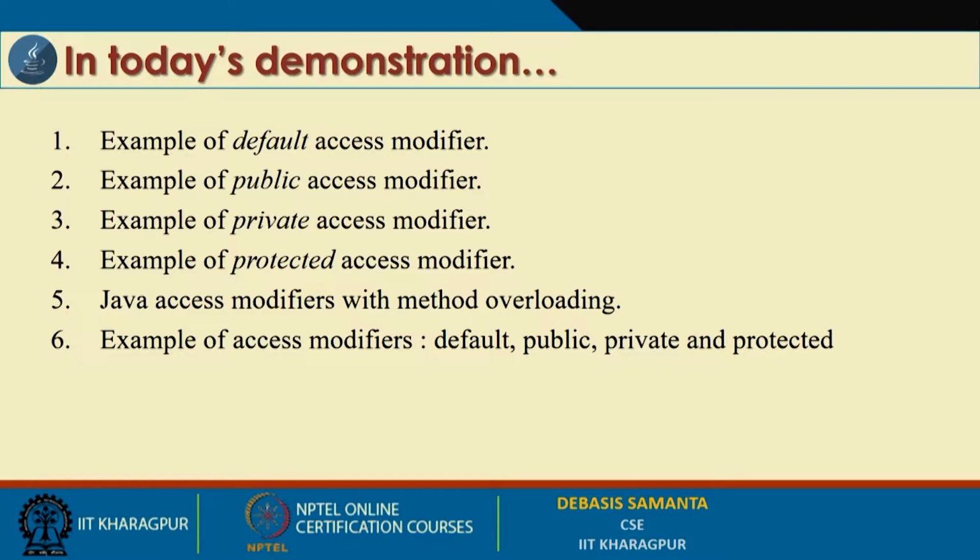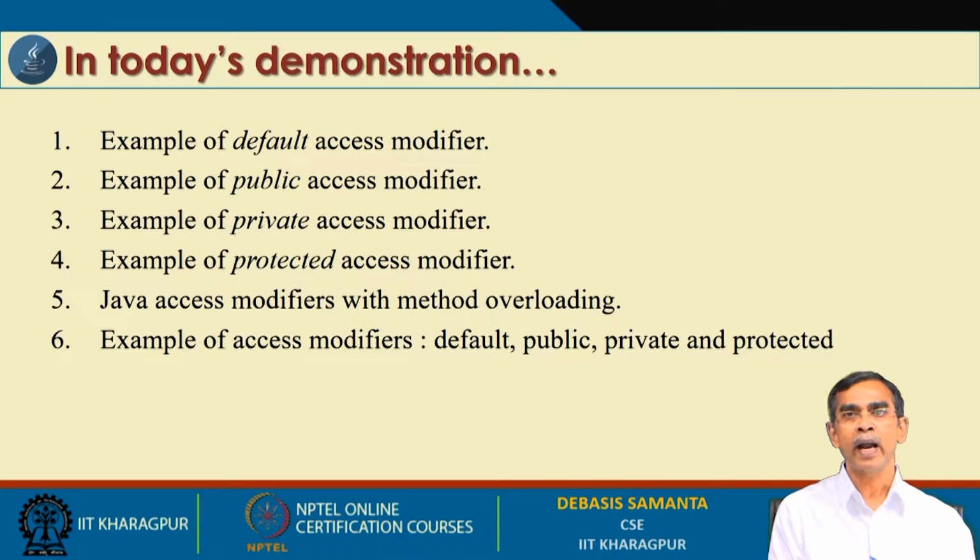As we have already discussed, information hiding in Java is achieved by means of 4 access specifiers: default, public, private and protected. In this demonstration, we will show how the different access modifiers give different access protection for different classes in a Java program. Then we will look at how method overloading as well as overriding work with these modifiers. Finally, we will have a quick demo with all the modifiers in one program. So, this is our plan of the demonstration today.